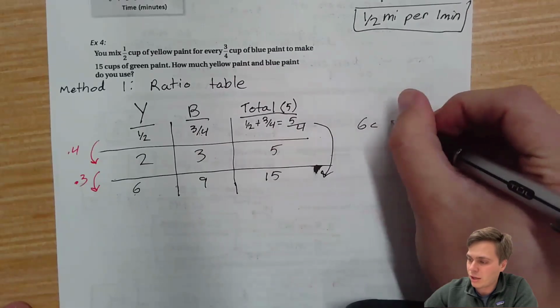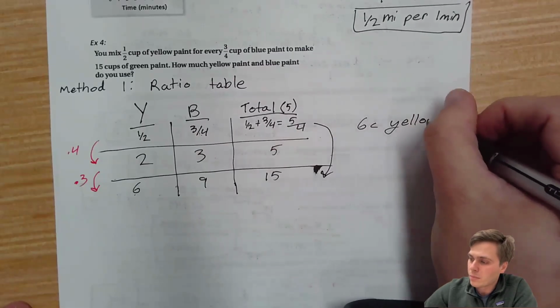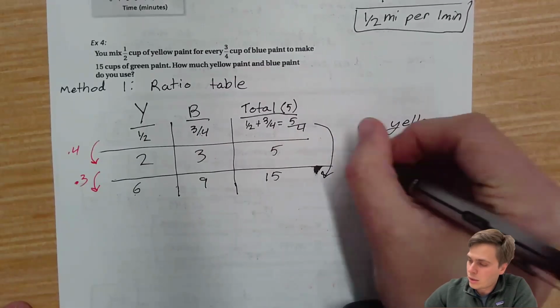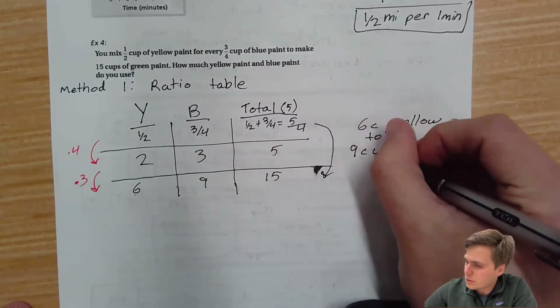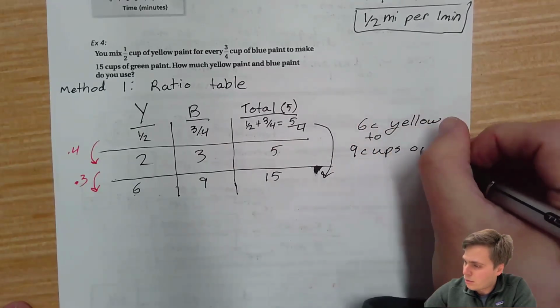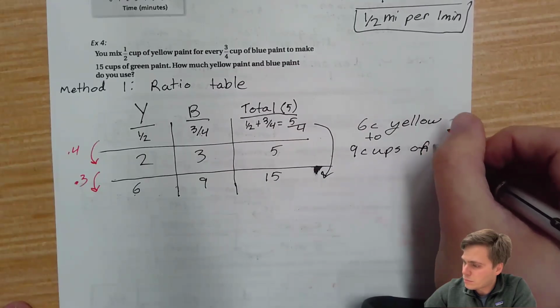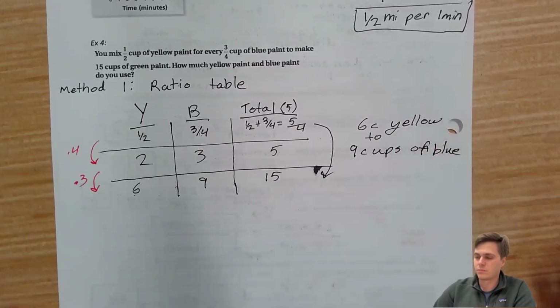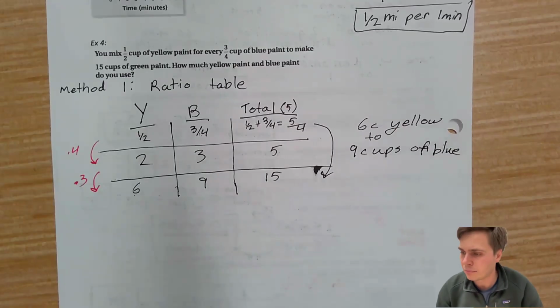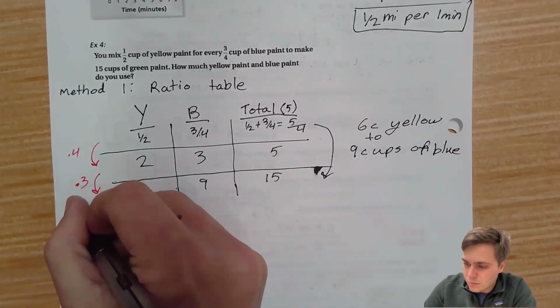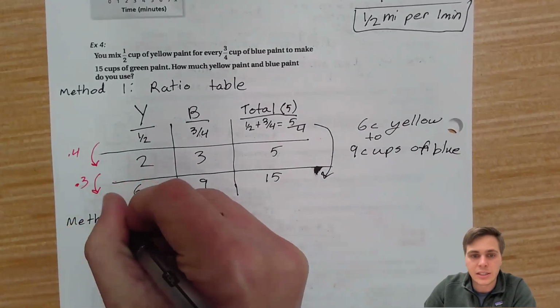6 cups of yellow to 9 cups of blue. All right, and I wrote it as a ratio, but that answers that question. There is one other kind of way that we can go about this, and that's using some fractions.